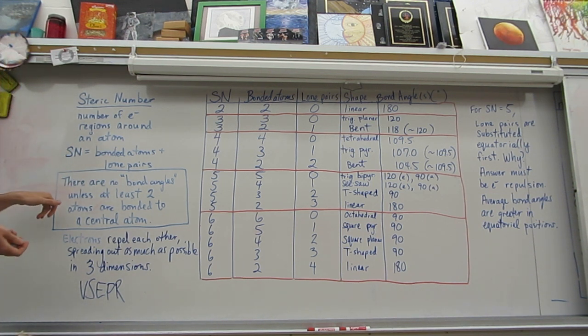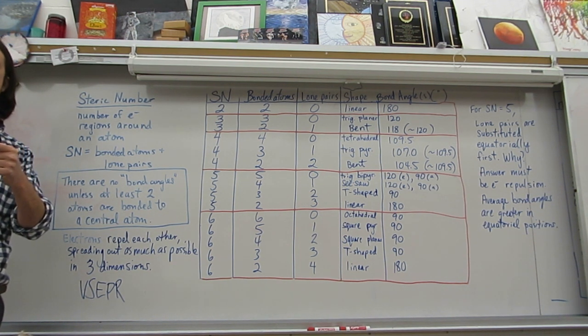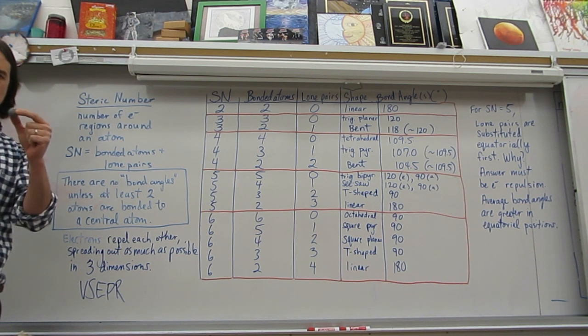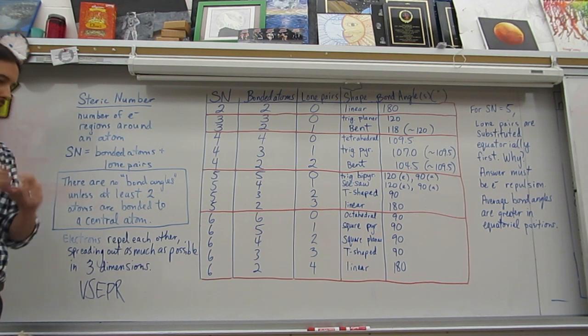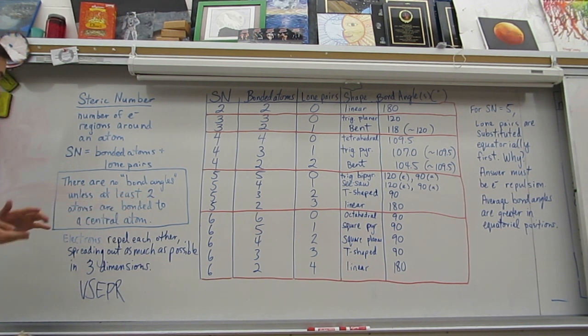Okay, so unless you have 2 atoms bonded to a central atom, you're not going to have any bond angles. So it's not going to matter. Right? If you only have 2 points, it's always going to be a straight line. So we need at least 2 bonded atoms for us to care about any of this.